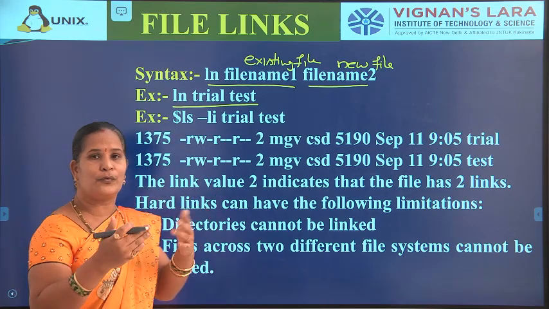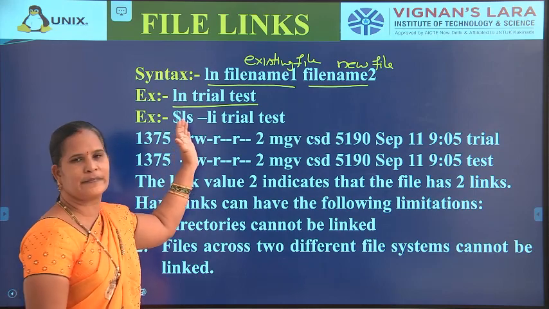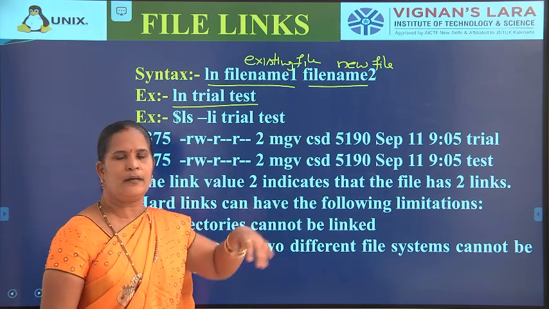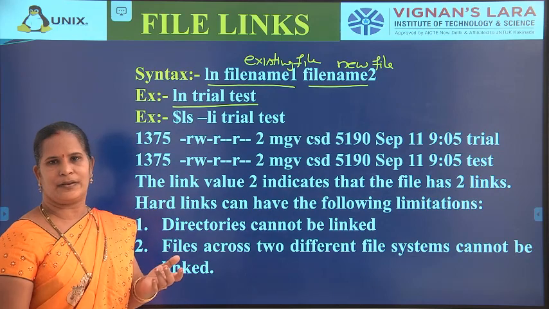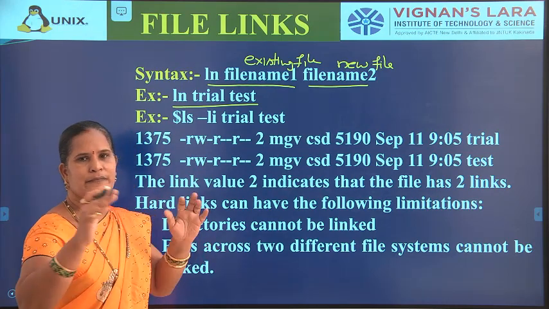In order to view the link information, once again we have to issue the ls -li command or the ls -l command. The difference is that the ls -l command displays the output in 7 columns.